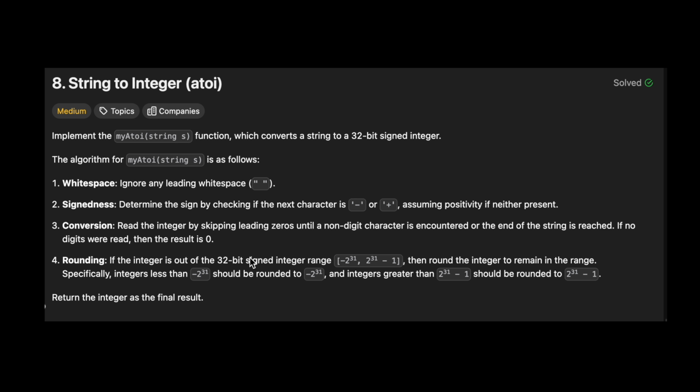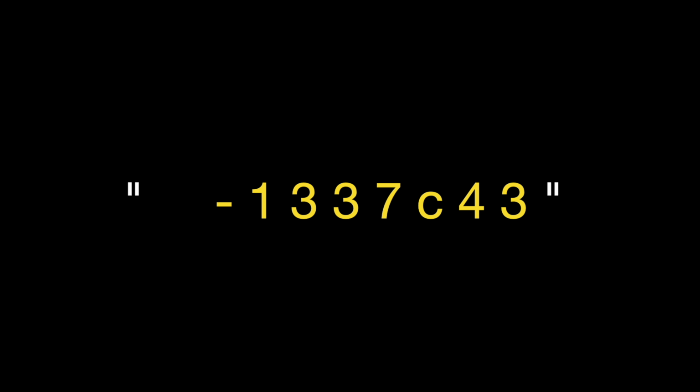Finally, we clamp the result to make sure it fits inside the 32-bit signed integer range. If it's too small, we return negative 2 to the power of 31. If it's too large, we return 2 to the power of 31 minus 1. Let's walk through an example together to really understand how this works. We'll use the input string like this.